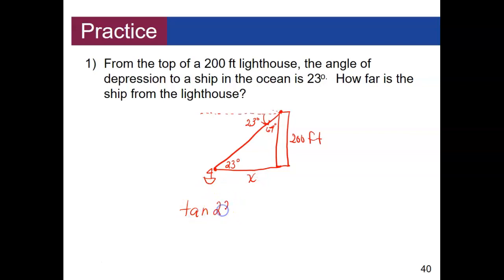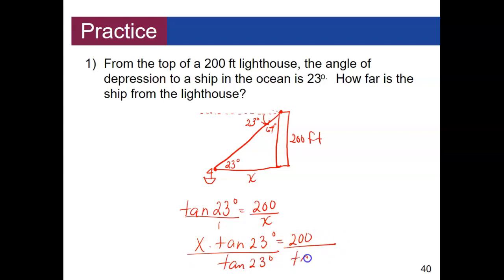So tangent of 23 is opposite over adjacent. So we cross multiply and divide by the tangent of 23 degrees. So 200 divided by the tangent of 23 degrees gives us 471.2, and that would be in terms of feet.